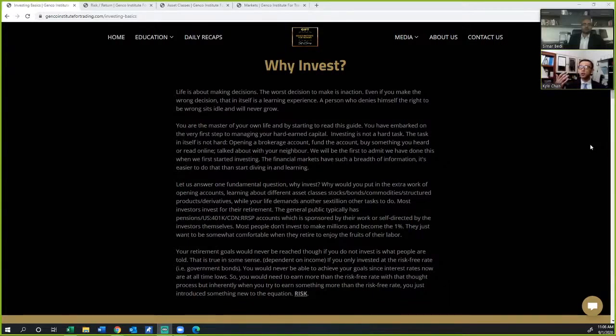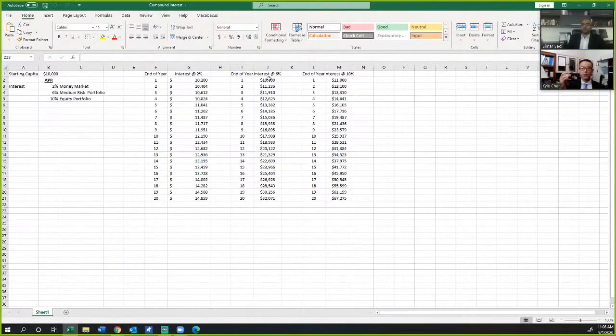So we actually created a spreadsheet that shows the power of investing and, second of all, the compounding effect. The spreadsheet is very basic. We just want to show you what can happen.